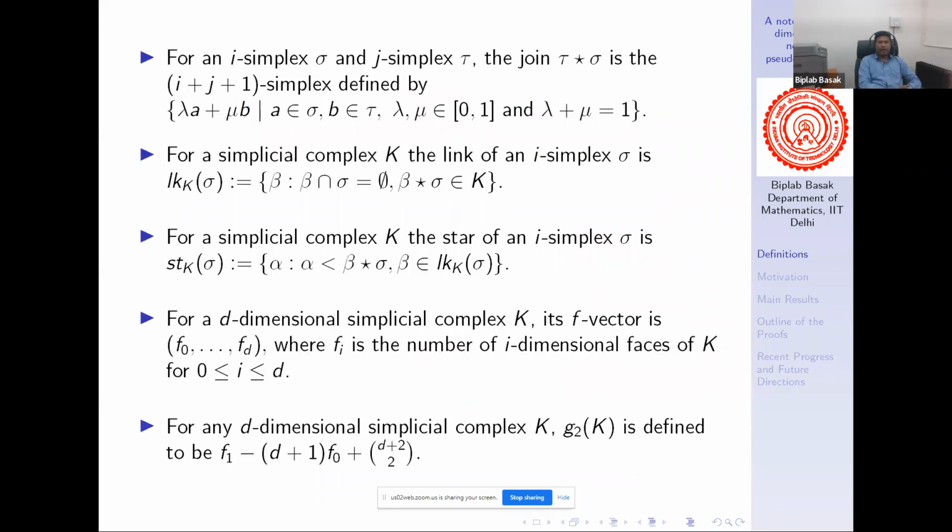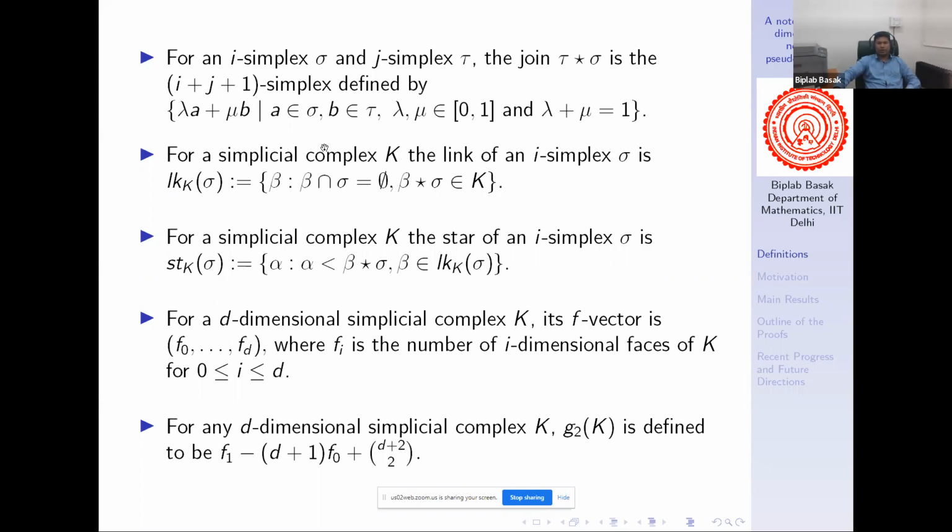Fine. Now we define join. Join of two simplices. If we take one i-simplex sigma and one j-simplex tau, then their join, that is sigma join tau, is an i plus j plus 1 dimensional simplex. That means we take all possible points from sigma and tau and make their convex combinations. So if we take two zero simplices, that means two vertices, then their join will be a line segment, right? And you can check the dimension 0 plus 0 plus 1, that is a one simplex.